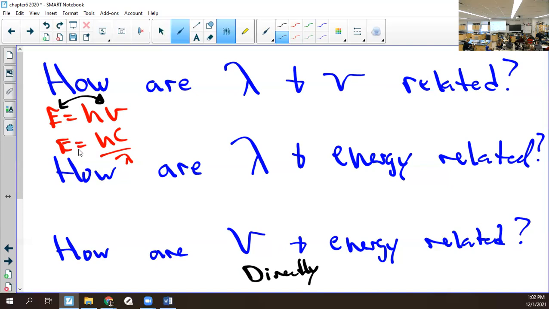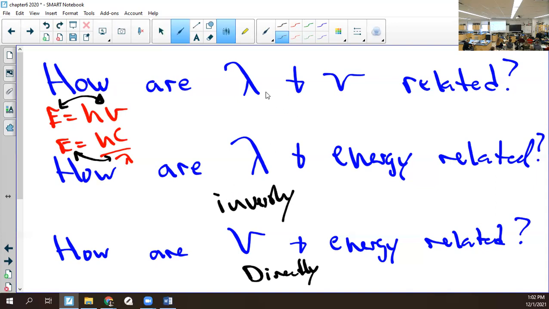All right, in this one, there's a relationship between E and wavelength, correct? Are you dividing? Yes. So E and wavelength are inverse. You got it? Oh, much better. Are you okay with that?